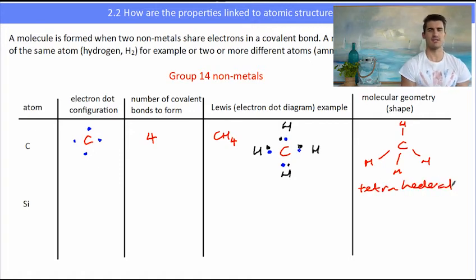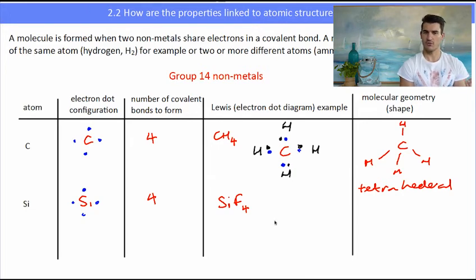Silicon, in the same group as carbon, has 4 electrons in the outer shell, so it will want to do a very similar thing to carbon. It has 4 electrons to share, so it will form 4 covalent bonds. So if we have the molecule SiF4, that will have the same arrangement as the carbon, except we will have a silicon in the middle and 4 fluorines coming off in the tetrahedral formation.